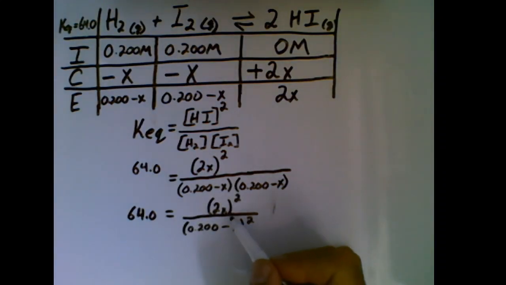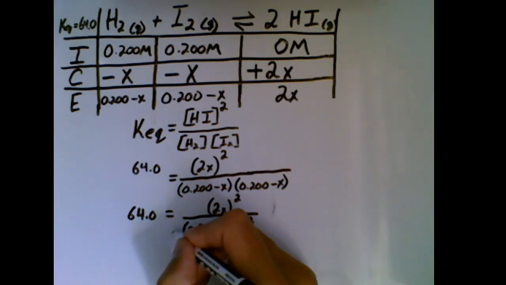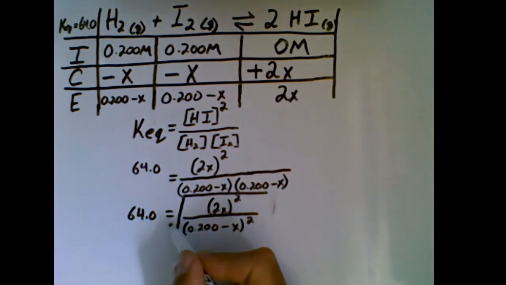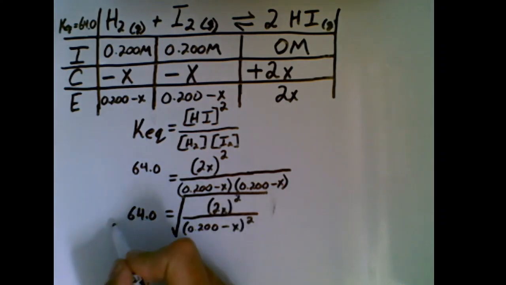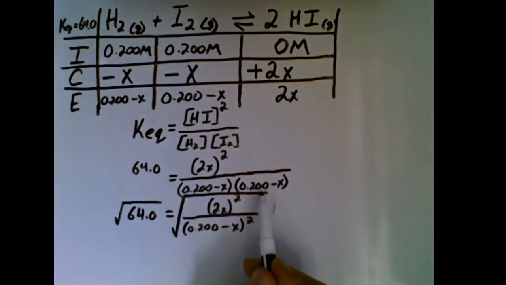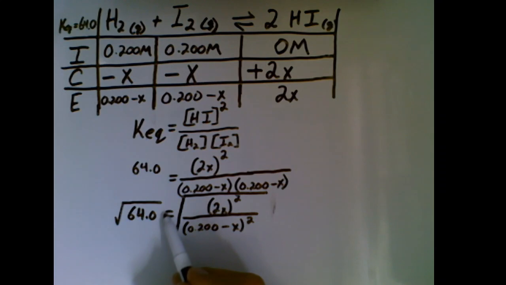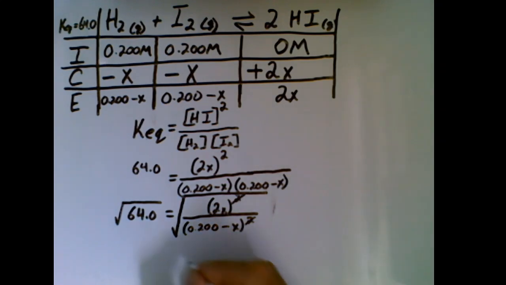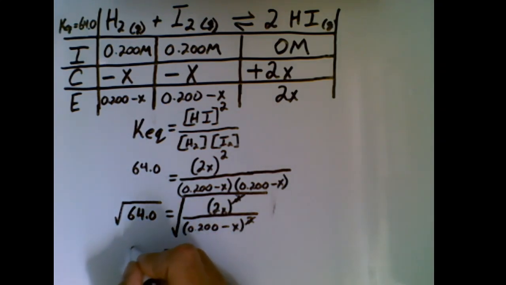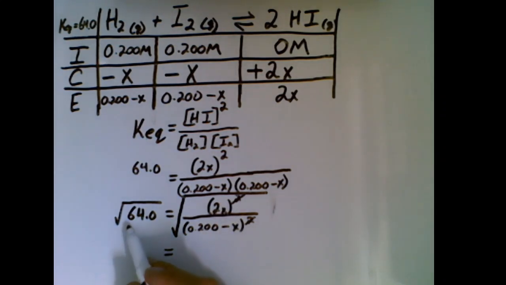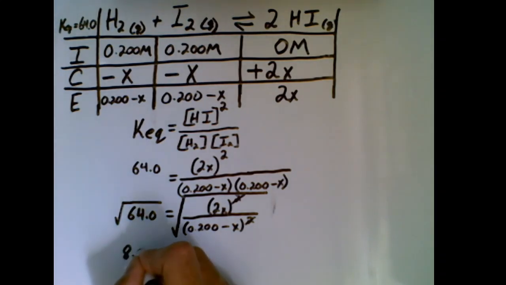Whenever on the same side of an equation you have a squared on the top and a squared on the bottom, you can then take the square root. And if we take the square root on one side of an equation, we must take the square root on the other. Anytime you do something on one side of the equation, you must do it on the other to keep it equal. The reason we're taking the square root is to get rid of these squares. And what that's going to do for us is allow us to calculate the actual concentrations by figuring out what x is. So the square root of 64.0, well, that's going to be 8.00.